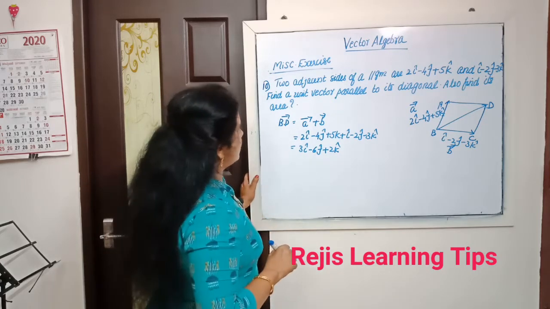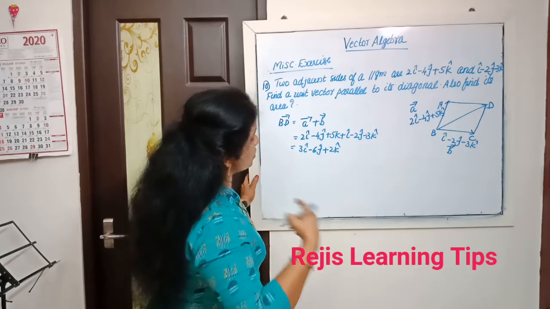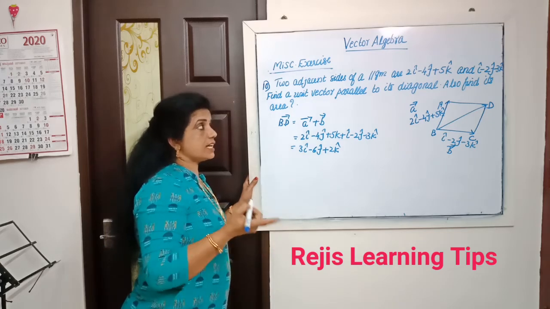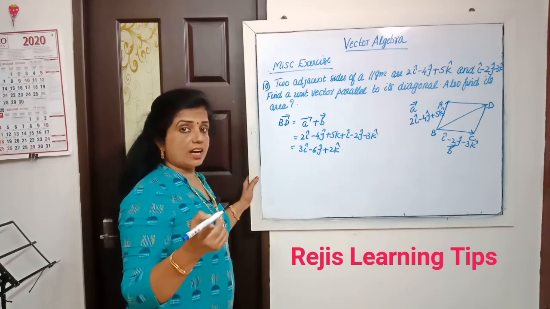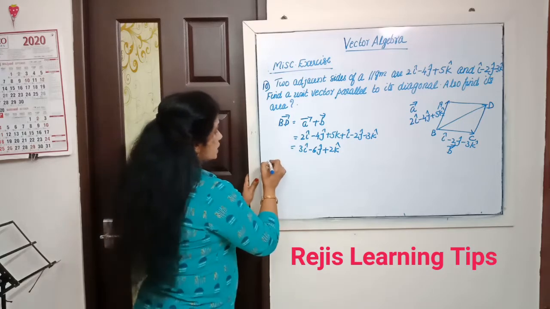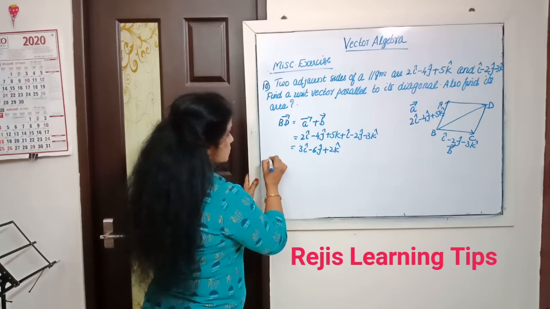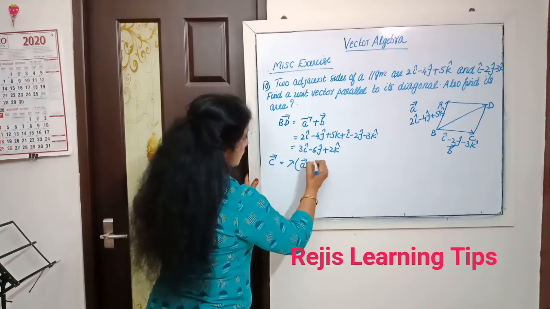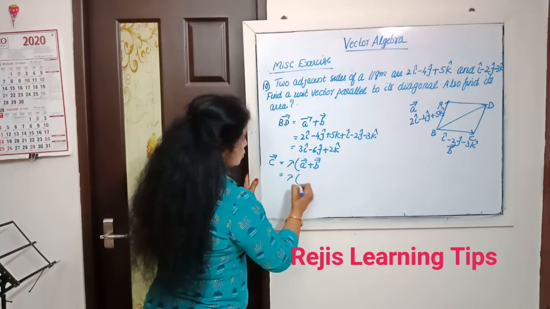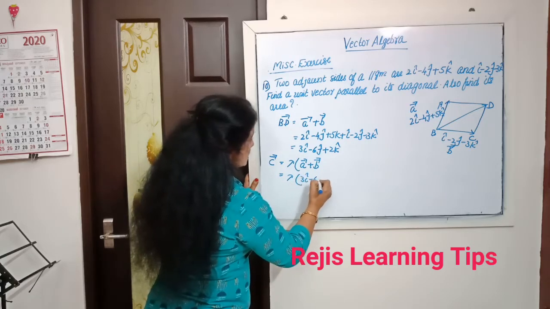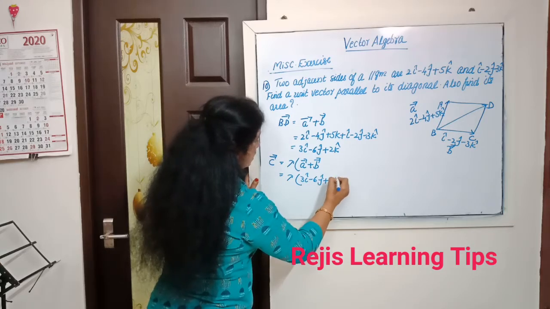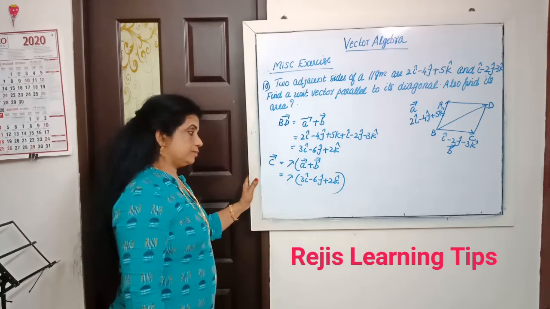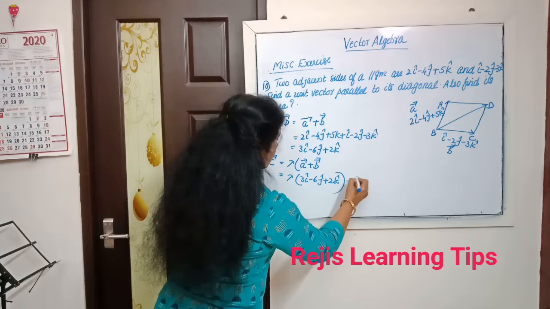Now we can find a unit vector parallel to its diagonal. So, how can we find a vector parallel to its diagonal? Suppose we represent the parallel vector as vector C. That is equal to lambda times vector A plus vector B, that is lambda times 3i cap minus 6j cap plus 2k cap. This is the vector parallel to its diagonal. This is equation number 1.